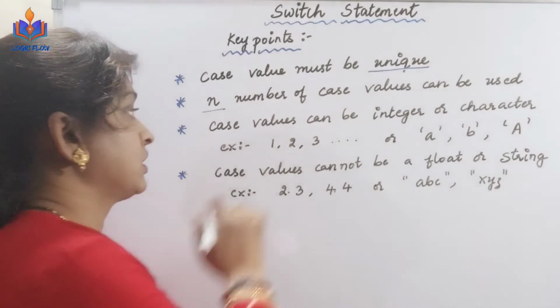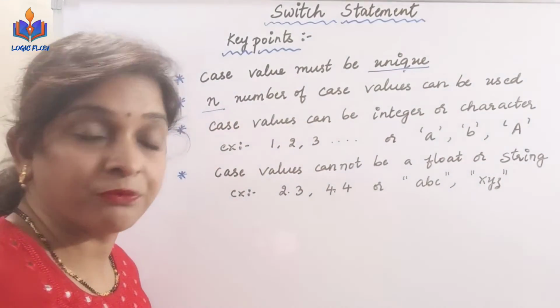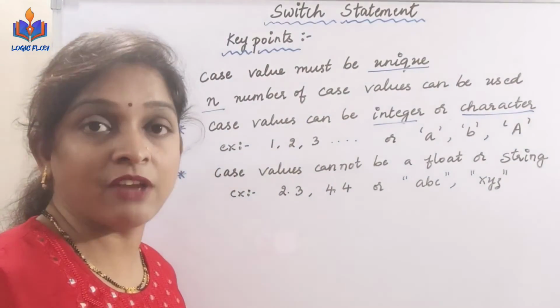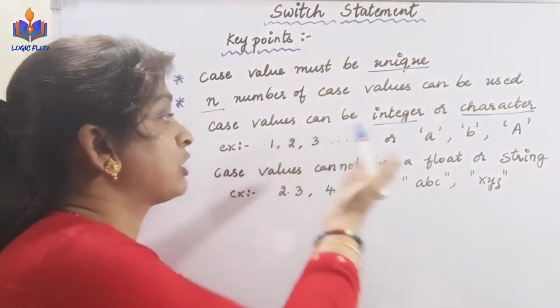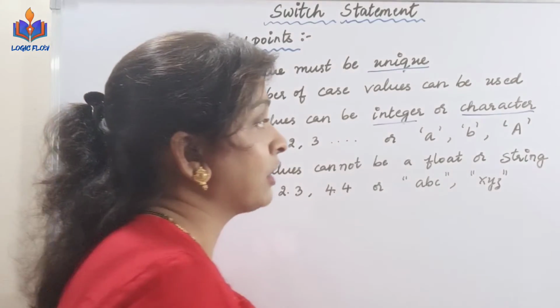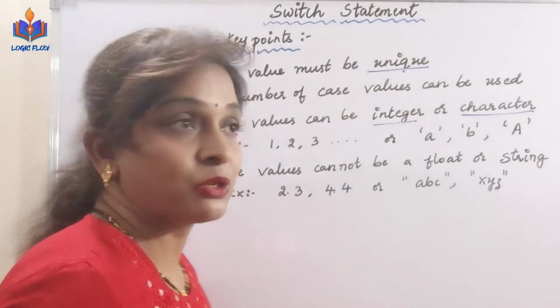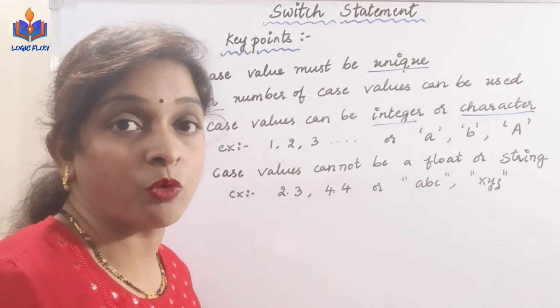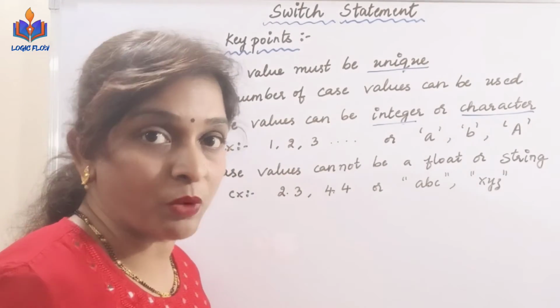The next, what case values can we have? We can have integer or we can have character. We can have integers, whole numbers like 1, 2, 3, 4. Or it can be a character, but it should be enclosed in single quotes. Say A, B. It can be lowercase or uppercase. But the switch value that we give should match with the case value.